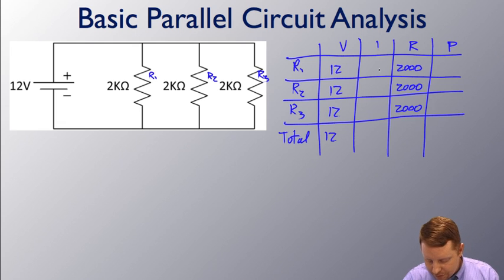Well, now we know two things in these rows. We can solve for the current. I equals V over R. That's going to be 12 over 2,000, or 0.006 amps, 6 milliamps. Same for R2. Same for R3.